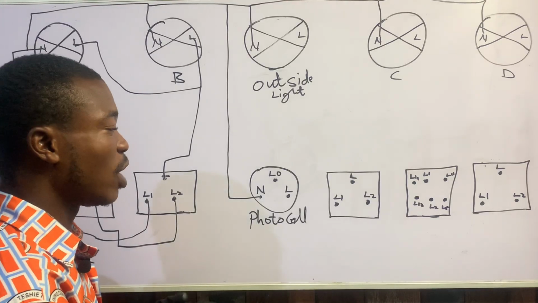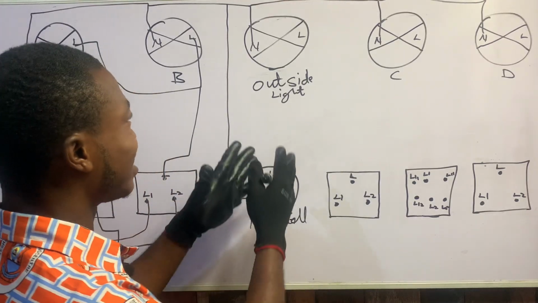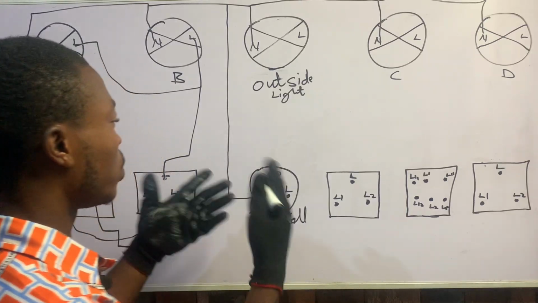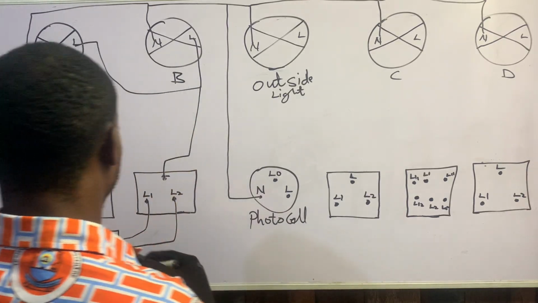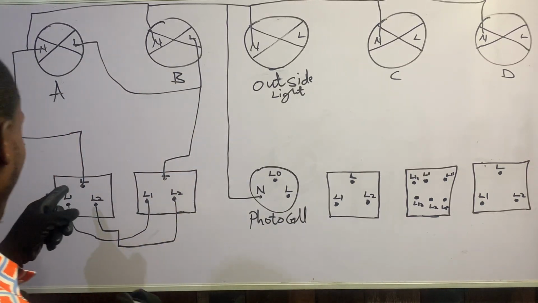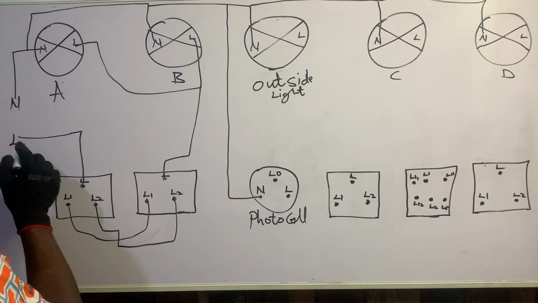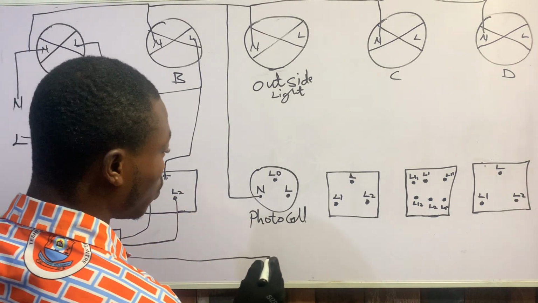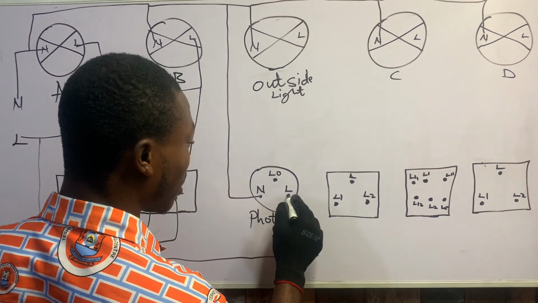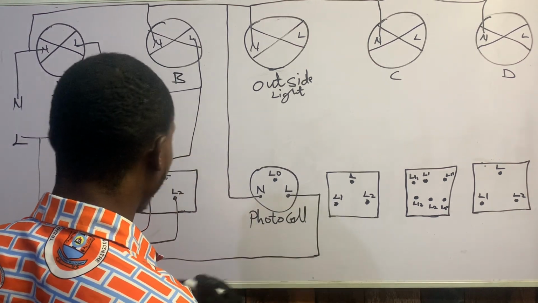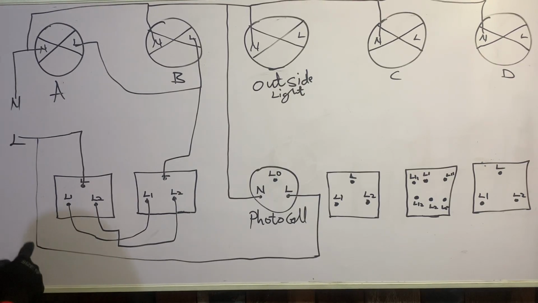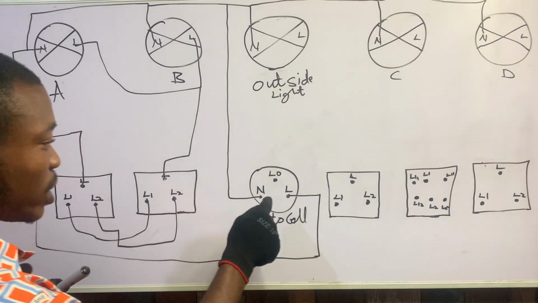So what we need to do now is to connect our outside light, which is our photocell. We'll be using a photocell. So in our live cable, what we need to do is to bring our light from this place to our photocell here. So we've tapped our light from our live supply from this place to our photocell here.